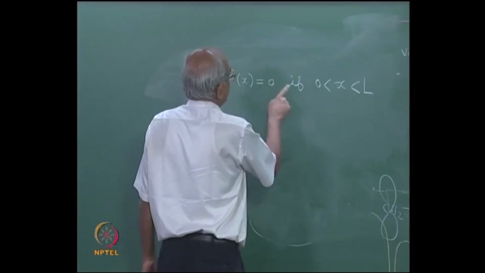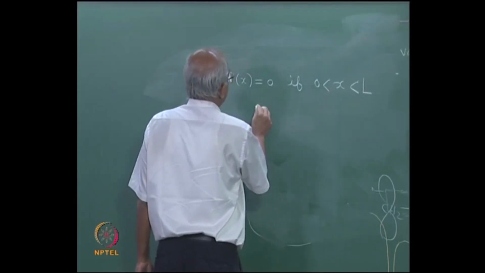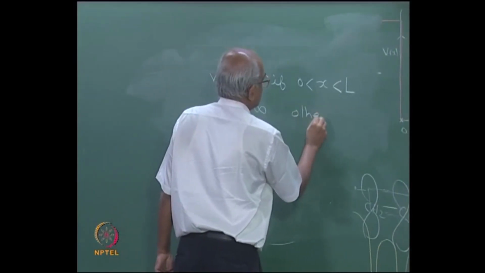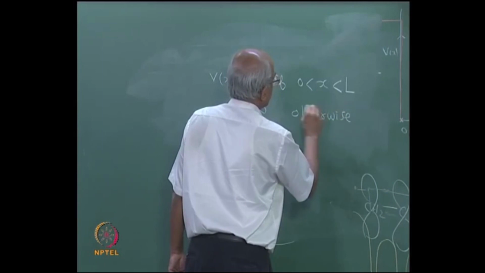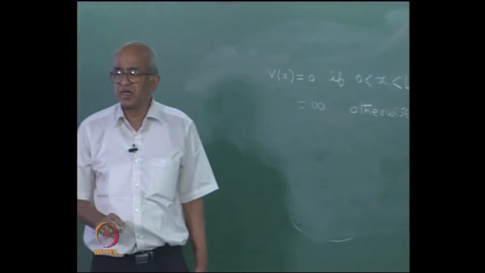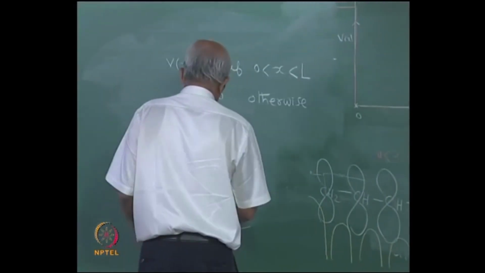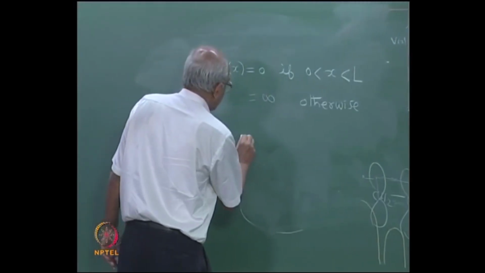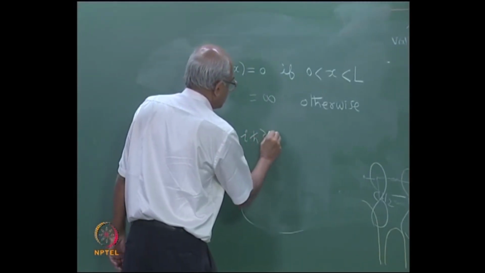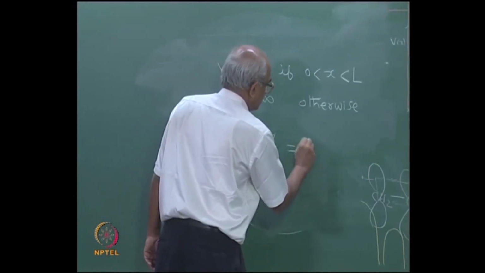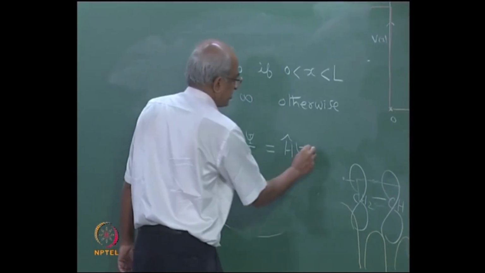So, if x is between 0 and L, V of x is equal to 0, while if x is outside, V of x is actually infinitely large. That is the nature of the potential. And what is it that I want to do? I want to look at my time dependent Schrodinger equation. The equation is i h cross dou psi by dou t equal to H psi. This is my time dependent Schrodinger equation.